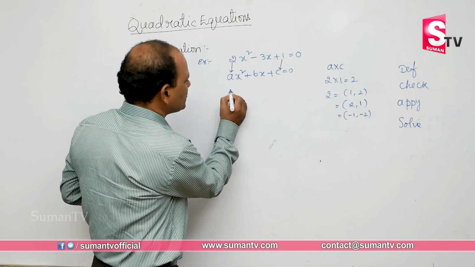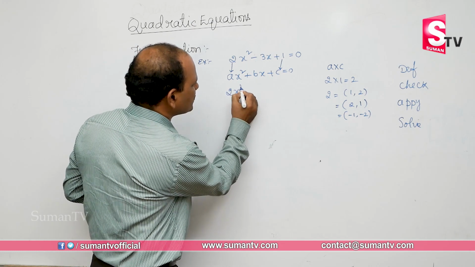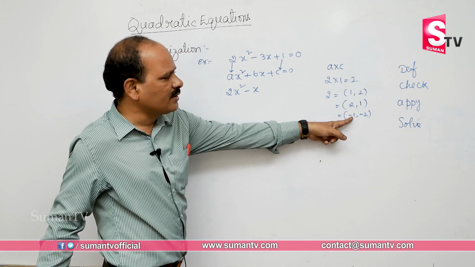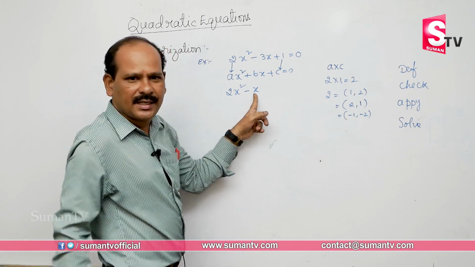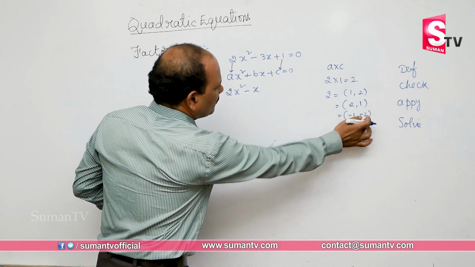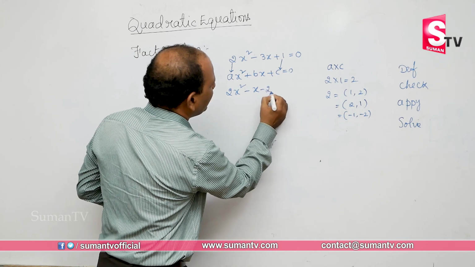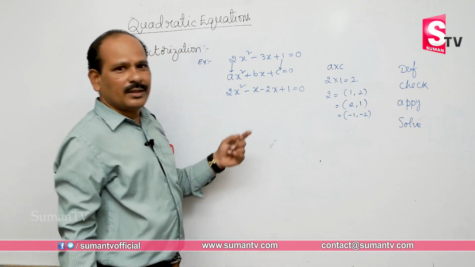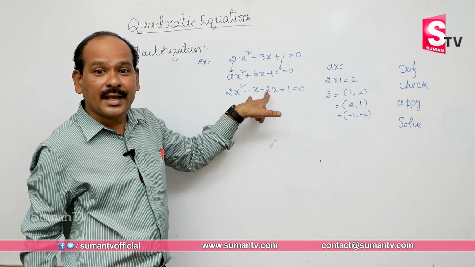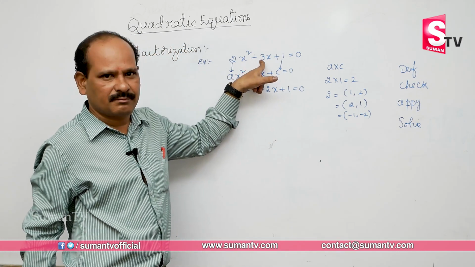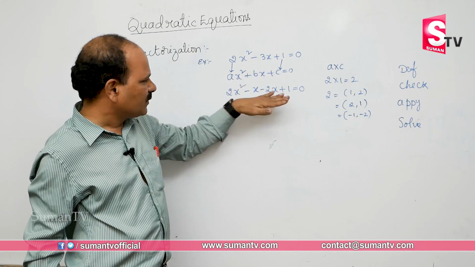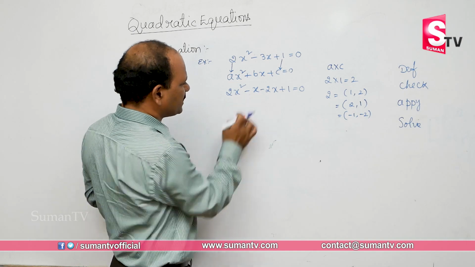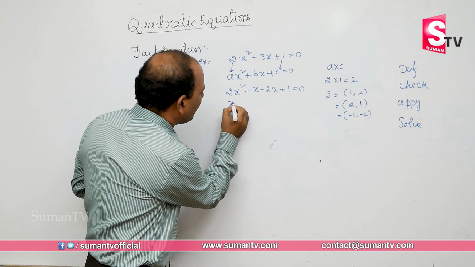So I am splitting like this: 2x square minus 1x, and 1x means I can simply write minus x. Next, the second factor is minus 2, so minus 2x plus 1 is equal to 0. If you add these two, again I have to get the middle term. From this, I have to take common. From 2x square minus x, I can take x common.